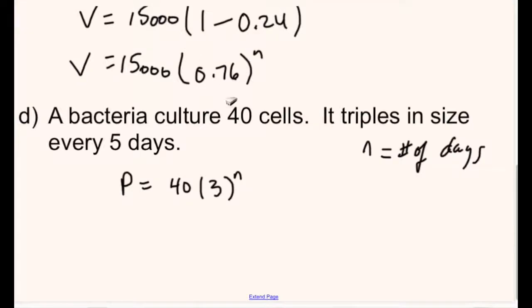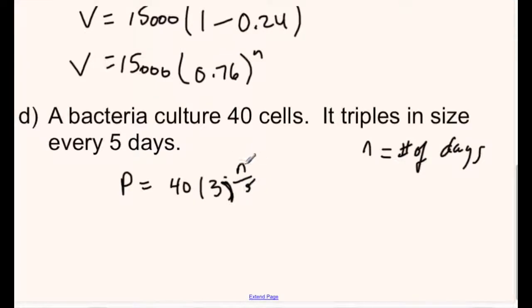So I'm going to erase that. We need this to be after 5 days, this exponent then becomes 1. So we're going to write n, which is the number of days, divided by 5 as the exponent. And therefore, notice after 1 day, the exponent's a fifth. After 2 days, it's 2/5. But after 5 days, that exponent would then be a 1. And then that would allow us to take 40 and multiply it by 3, which allows it to triple.